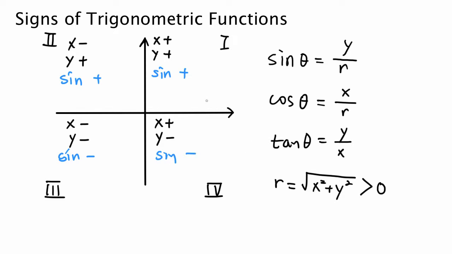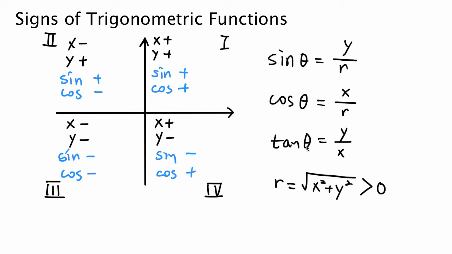Now let's look at cosine. Cosine is x over r. R is always positive, so the sign of cosine is the same as the sign of x. So look at the signs of the x variable in the four quadrants. In the first quadrant, cosine is positive. Second quadrant, x is negative, so cosine is negative. The third quadrant, cosine is negative. In the fourth quadrant, cosine is positive.